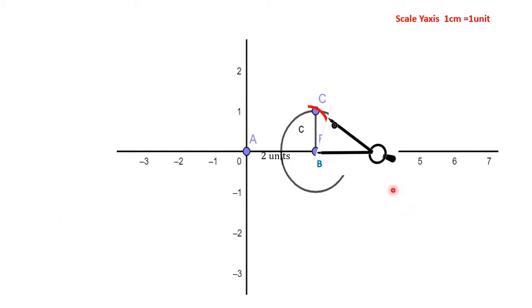Take a compass. Take 1 centimeter from B to C. Put the vertex of the compass on point B. Draw an arc at C such that BC is equal to 1 centimeter. Mind well, AB is equal to 2 units, that's 2 centimeter, but BC is equal to 1 centimeter equal to 1 unit.